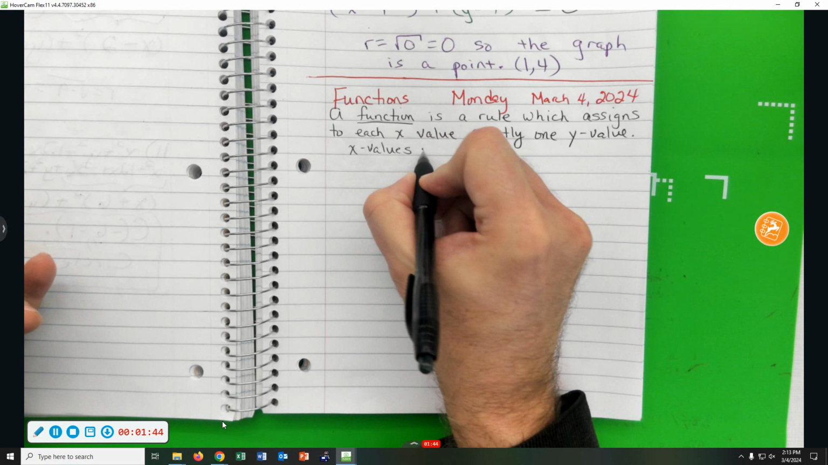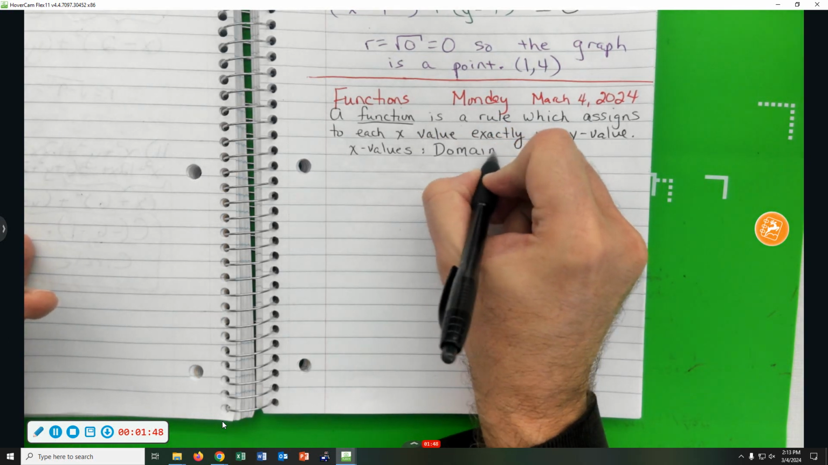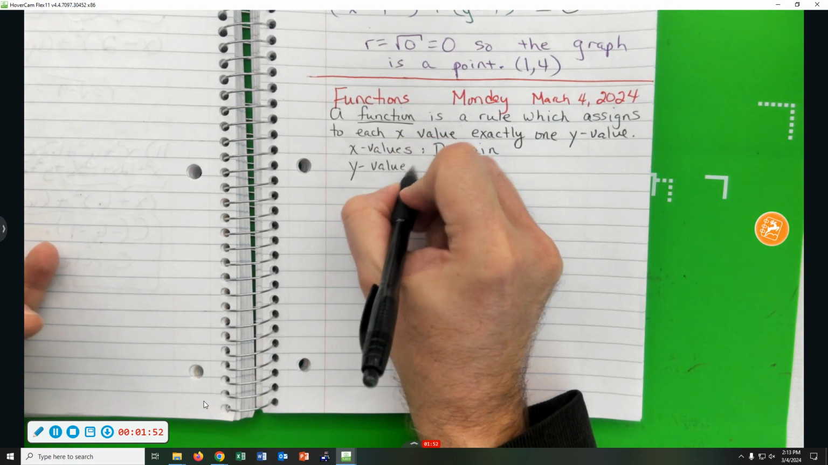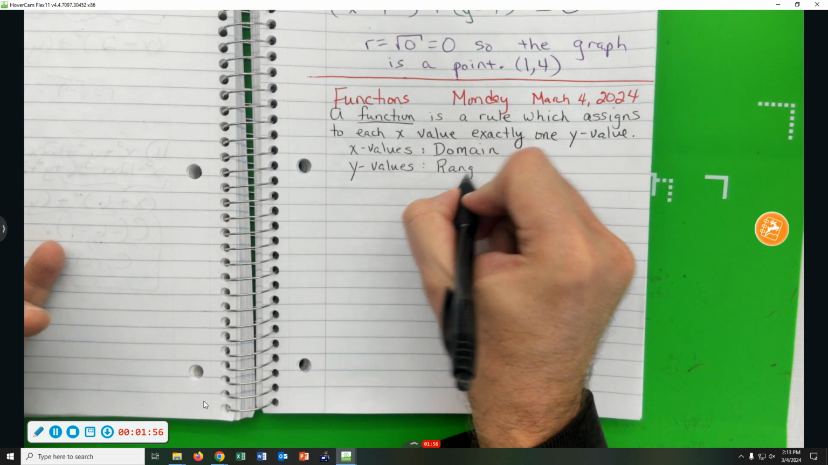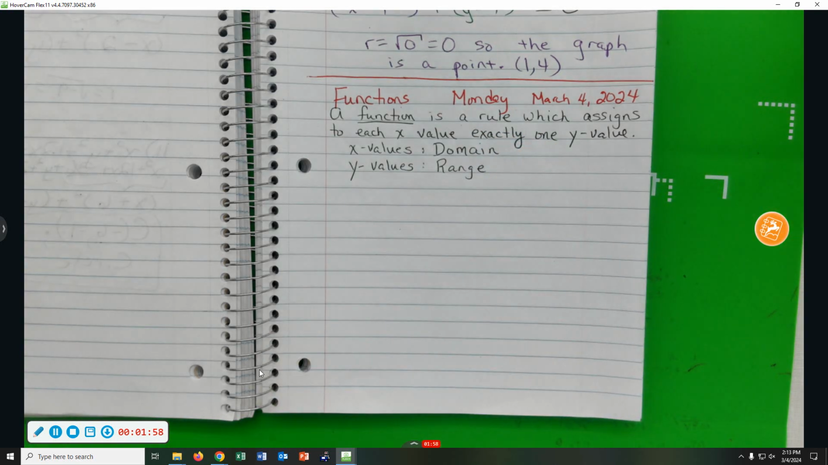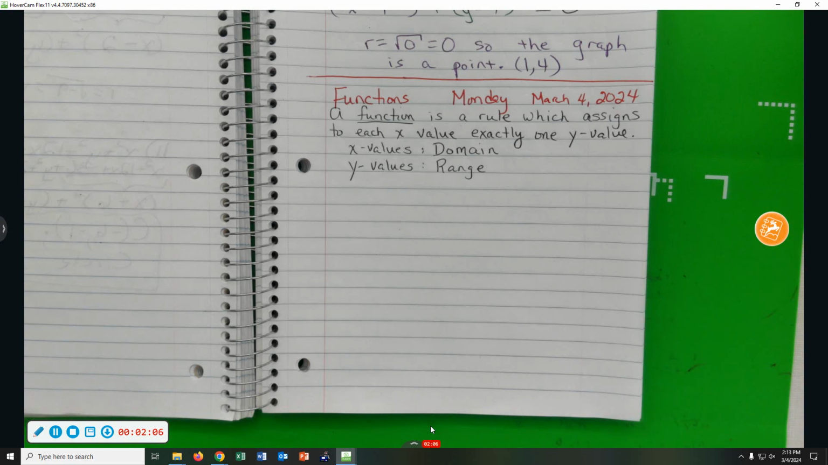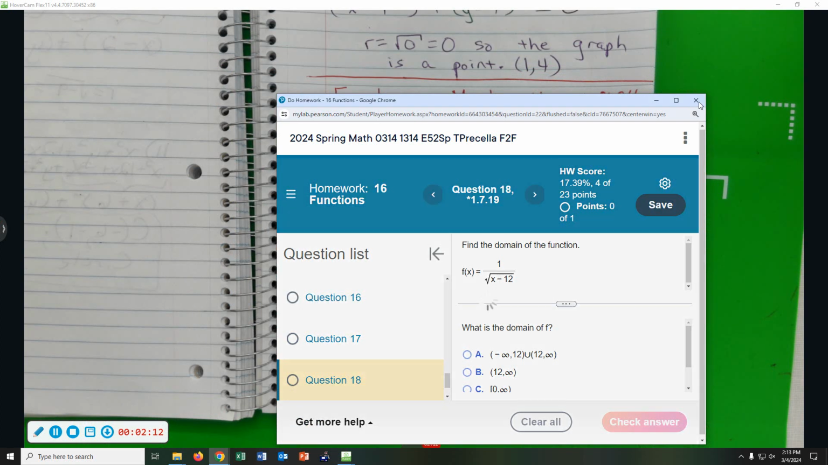The set of x values is called the domain, and the set of y values is called the range. So we have x's being assigned to y's, domain values being assigned to range values. Let's look at an example.